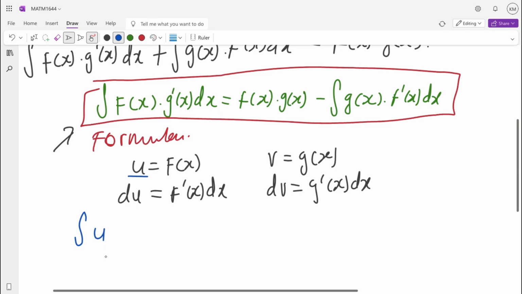So I'm going to have u right there. Then g prime of x dx is equal to dv. So I'm going to have u dv. Okay, so that is all on my left hand side.